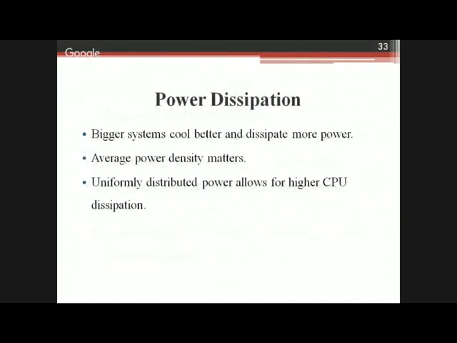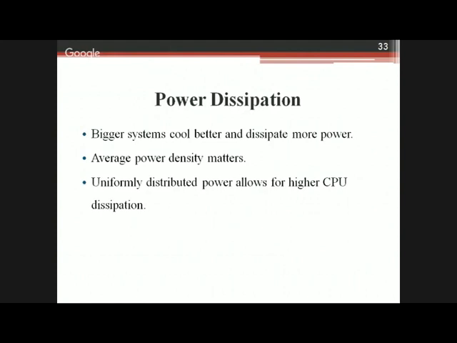So power dissipation, what is the meaning of power dissipation here? See, a bigger system cools better and dissipates more power, obviously. But in order to avoid this problem of power consumption, we cannot have bigger systems to cool. I already told you, I am talking about micro sensors. This is going to increase my cost, so this cannot be the solution.